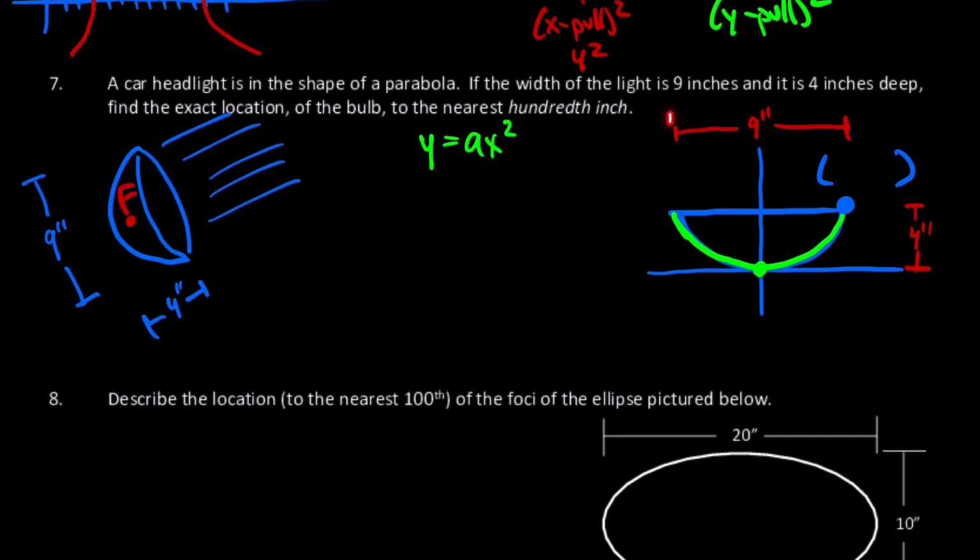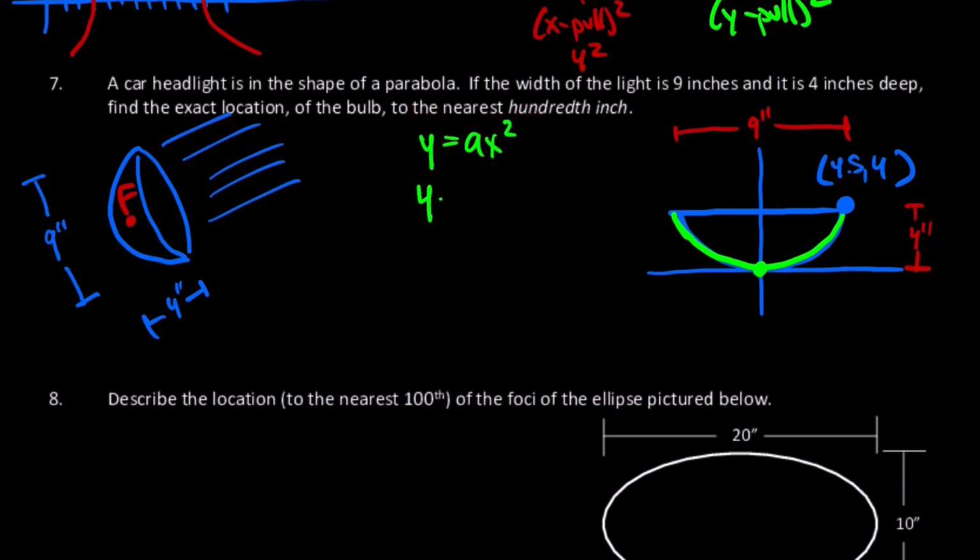Well, if this width is 9, half of that would be 4.5. So that's what the x coordinate is going to be. And this height right here is your y value, so that would be 4. So I've got 4.5 comma 4. Why is that helpful? Because this is x, this is y. So instead of x here, I'll put 4.5. Instead of y there, I'll put a 4, and I'll solve that equation.